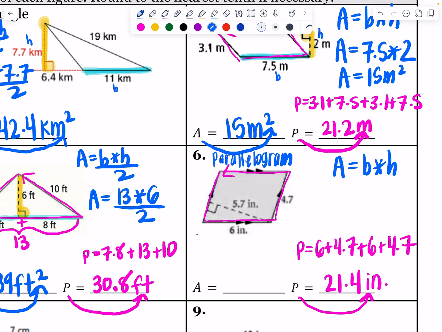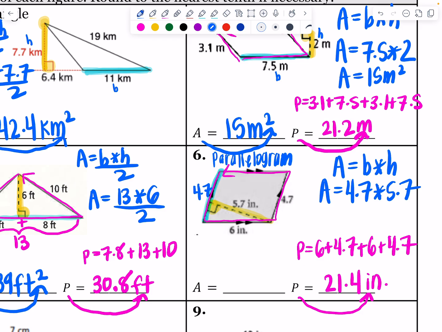Okay, now let's find my area. I want to find my height. So which one is my height that's given? The one that's given is 5.7. It is perpendicular to this base. Well, what number is going to be that base? That number is going to be the same as the other side, 4.7. So what we're going to do to find my area is 4.7 times 5.7. This is a parallelogram, so it's just base times height.